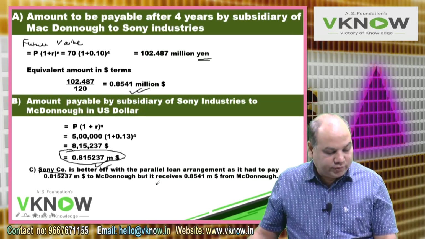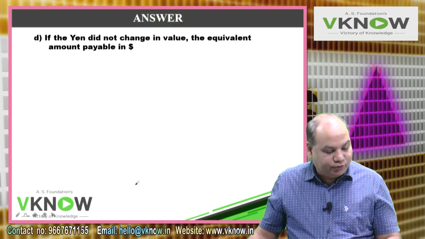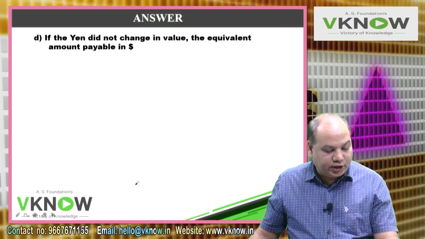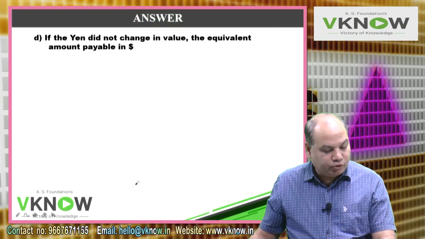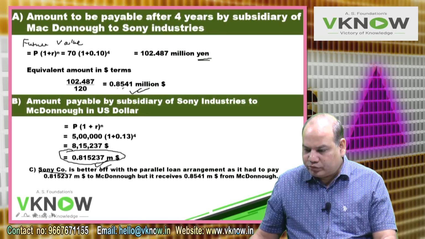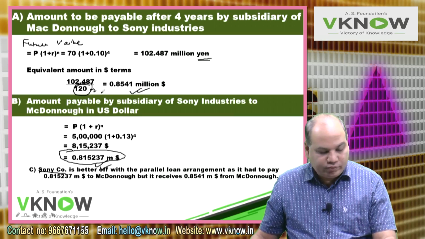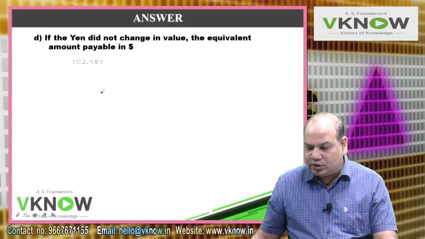Answer is not over. There is one more question. The fourth question says, suppose the yen did not change in value, what would have happened? If the yen did not change in value, then instead of dividing by 120 as in answer A at the top, you would have divided by 140, and let us see what the answer will be.